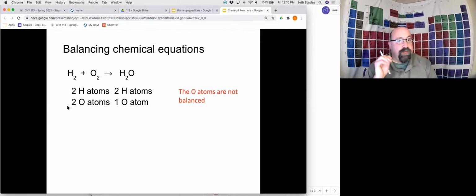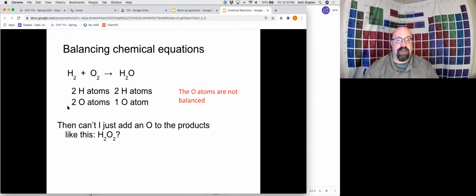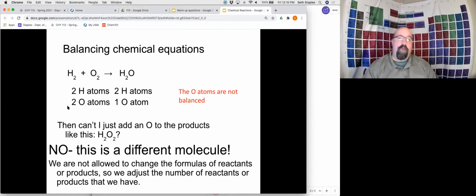Now, what you're going to be very tempted to do is to just go ahead and do something like this. Let's just put a subscript on that O. Let's make it H2O2. Now it's balanced, right? Now I've got 2 of each on each side. Everything's balanced, and I'm very happy. No, no, no, no, no, no, no.